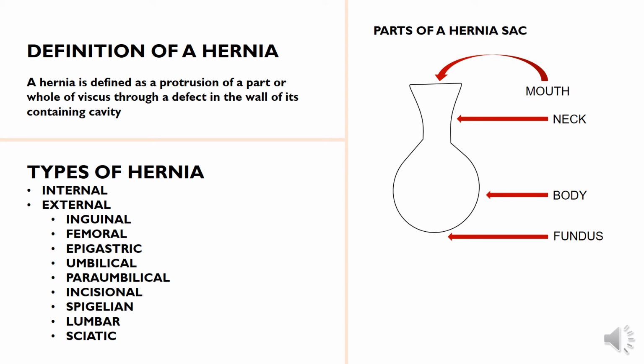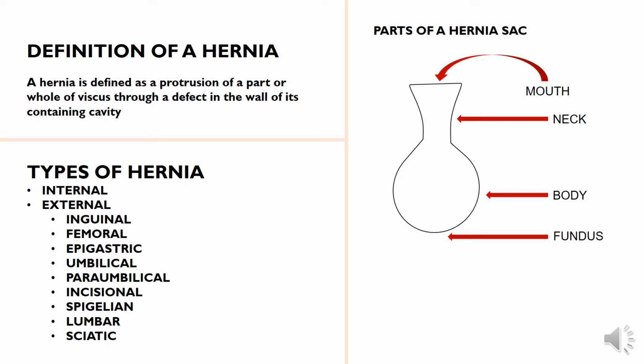Before we talk about the content, let's quickly define what a hernia is, look at the types of hernia and the parts of a hernia sac. A hernia is defined as a protrusion of a part or the whole of a viscus through a defect in the wall of its containing cavity. And this defect could be anatomical or it could be an acquired defect.